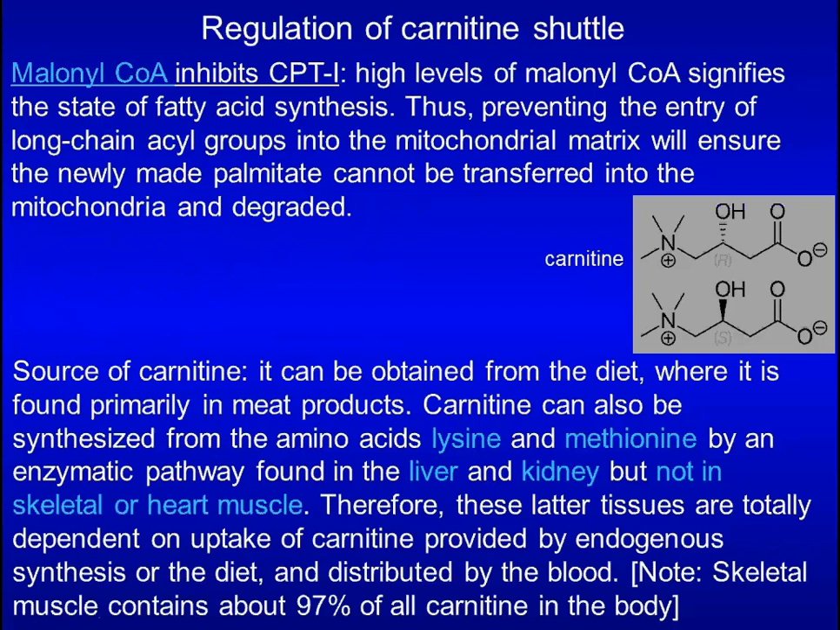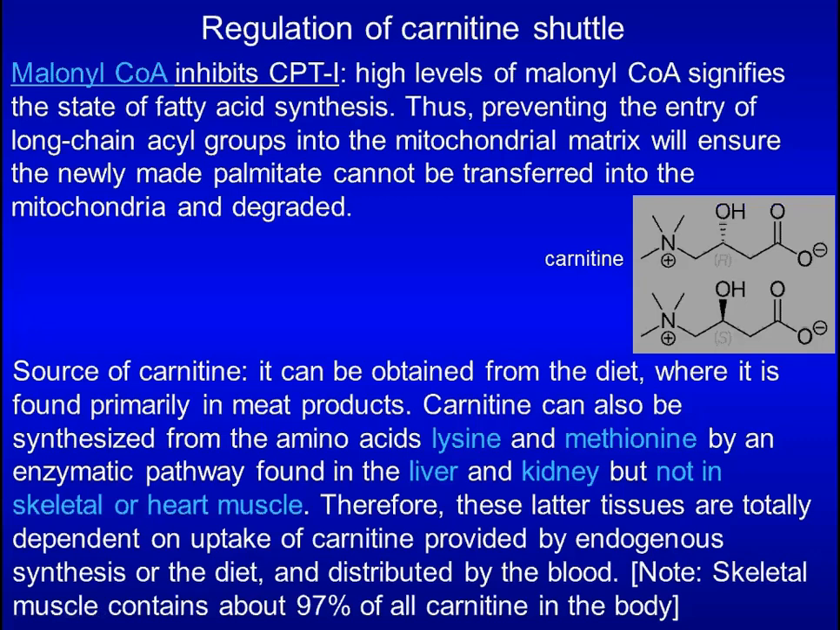Specifically, malonyl-CoA inhibits CPT1. A high level of malonyl-CoA signifies the state of fatty acid synthesis, thus preventing the entry of long-chain acyl groups into the mitochondrial matrix. This ensures the newly made palmitate cannot be transferred into the mitochondria and degraded. Carnitine is primarily found in meat products.